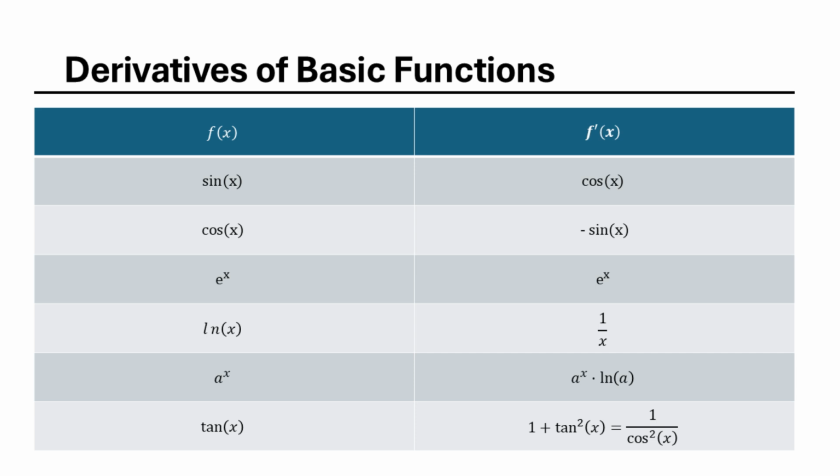For the natural log, the derivative of ln of x is 1 divided by x. If you have a different base, like a to the power of x, the derivative is a to the power of x times ln of a. Finally, the derivative of tangent of x can be written as 1 plus tangent to the power of 2 of x, or more commonly as 1 divided by cosine to the power of 2 of x.